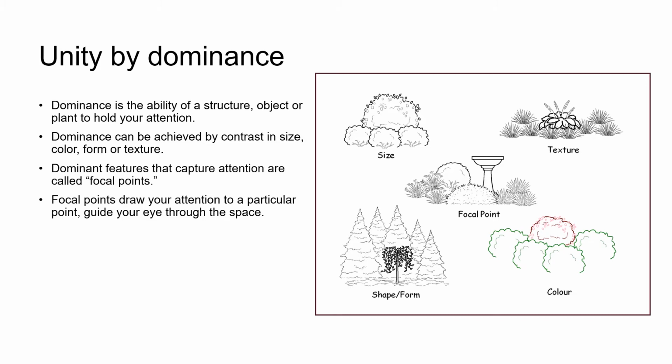to settle. As far as plants are concerned, dominance can be achieved by a change in one or more of the elements of design, so perhaps a change in size, color, form, or texture. We need to take care, though, that the dominant element does still have some characteristics in common with the other elements, so it continues to feel like it's part of the composition, like it belongs in the landscape.